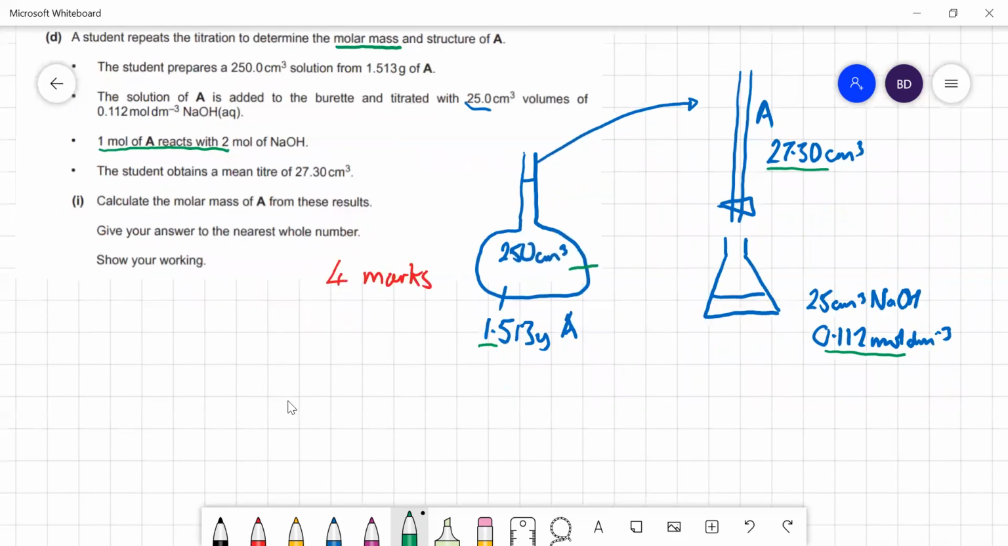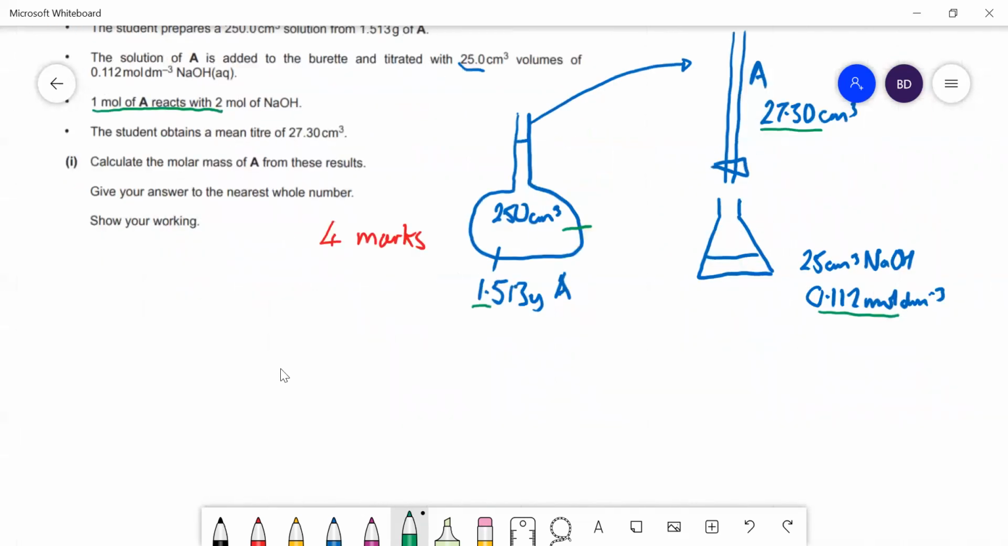Let's do it slowly. So moles of sodium hydroxide, moles NaOH, is equal to the concentration times by the volume. So that's going to be 0.112 multiplied by 25 over 1,000 dm cubed volume, of course. That is going to give us 2.8 times 10 to the minus 3 moles. That's how many moles we've got in the conical flask there.